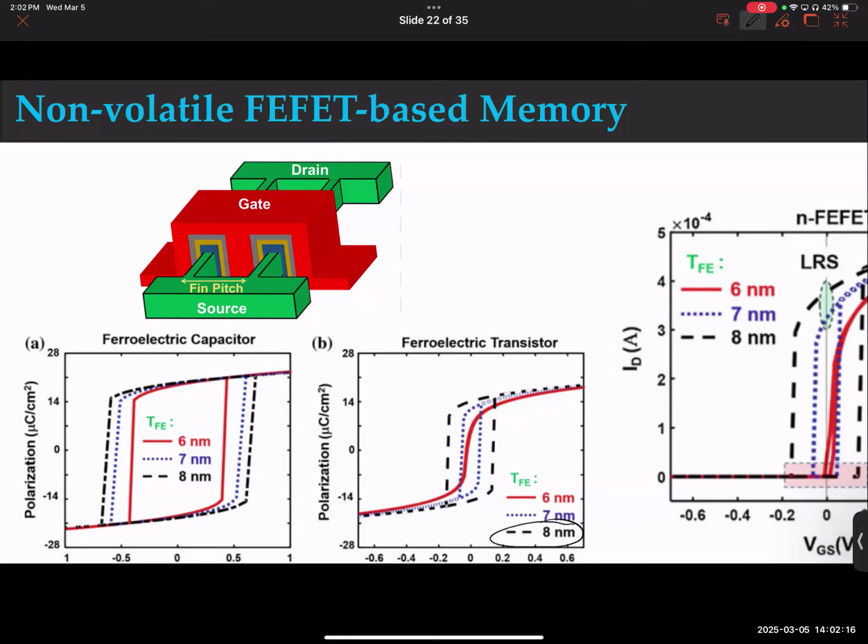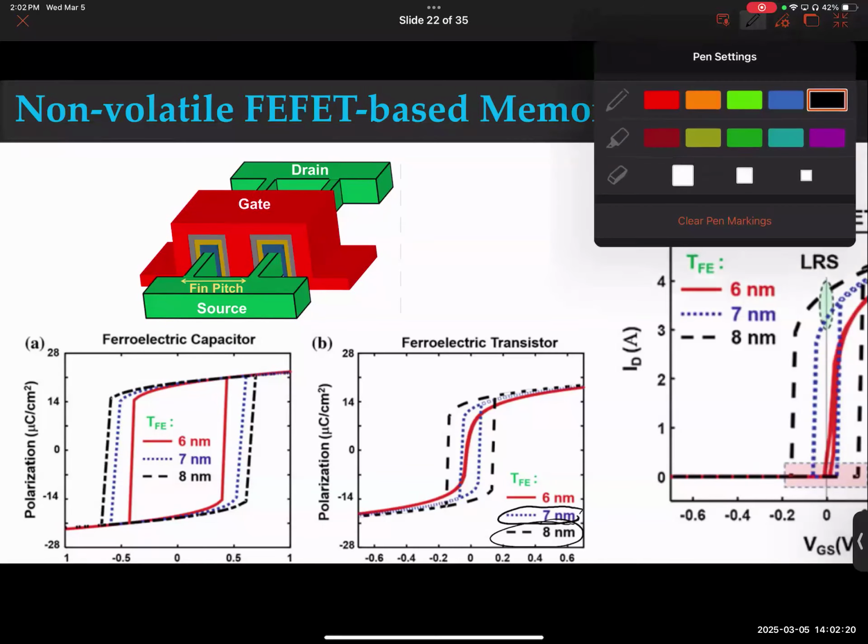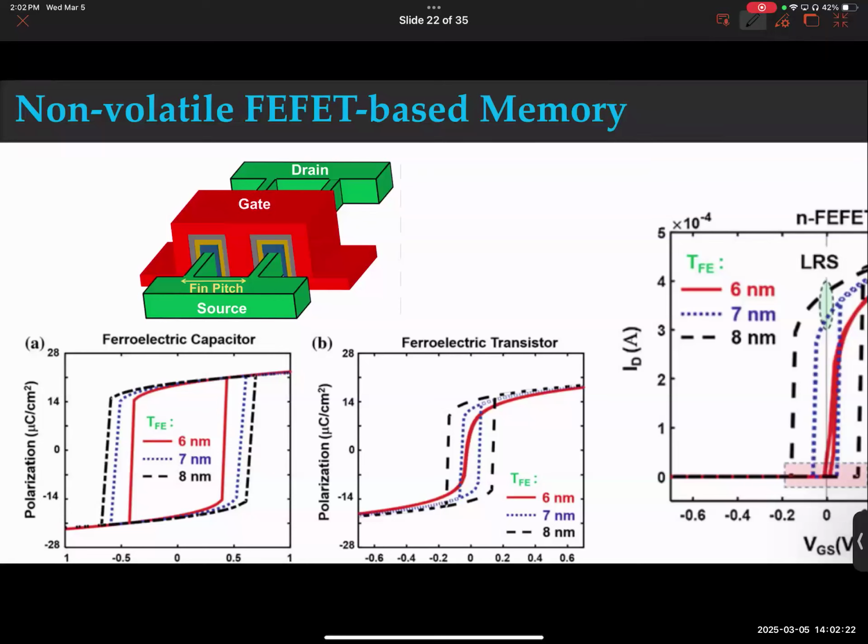So that's why we decided to go for, say, 7 nanometer. And don't take these numbers too seriously. This is for one ferroelectric material. The moment you get to a different ferroelectric material, these numbers will change. But these trends will remain. So you do care about the trend.